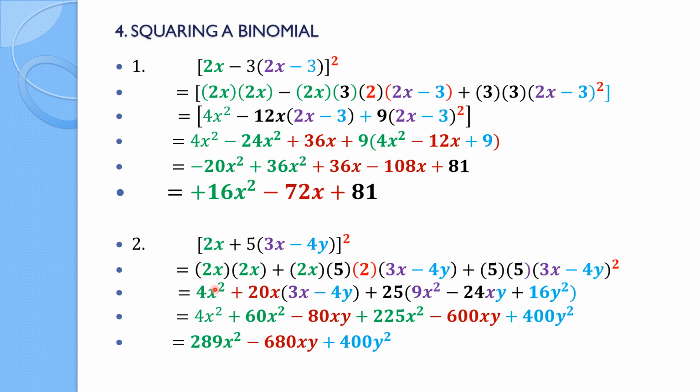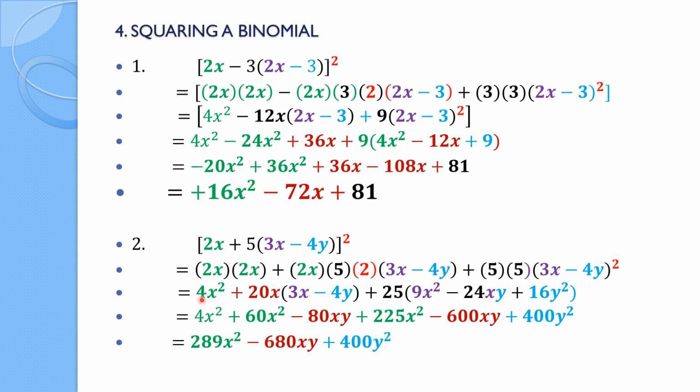So 2 times 2 would give me 4. x times x, x squared. 2 times 5 is 10, times 2 would give me 20x times (3x minus 4y). 5 times 5 is 25. And there again, can you square a binomial for a second time? So 3 times 3 gives me 9x squared. 3 times negative 4 is negative 12. Negative 12 times 2 would give me negative 24xy. Negative times negative is positive. 4 times 4 is 16, and y times y, y squared.